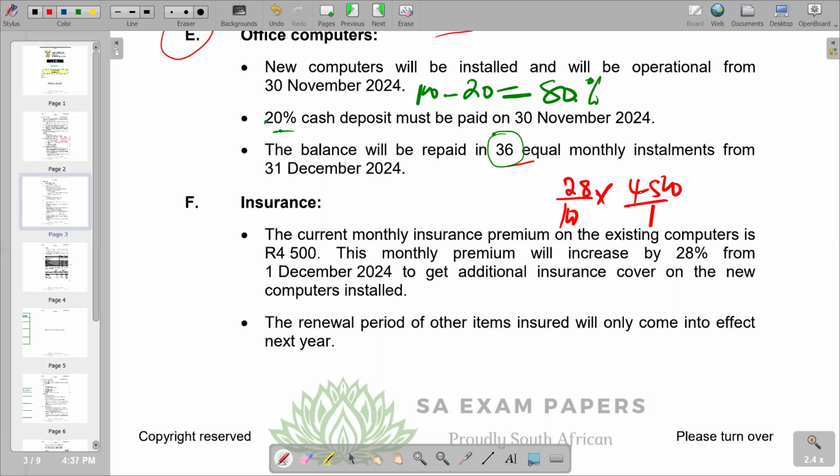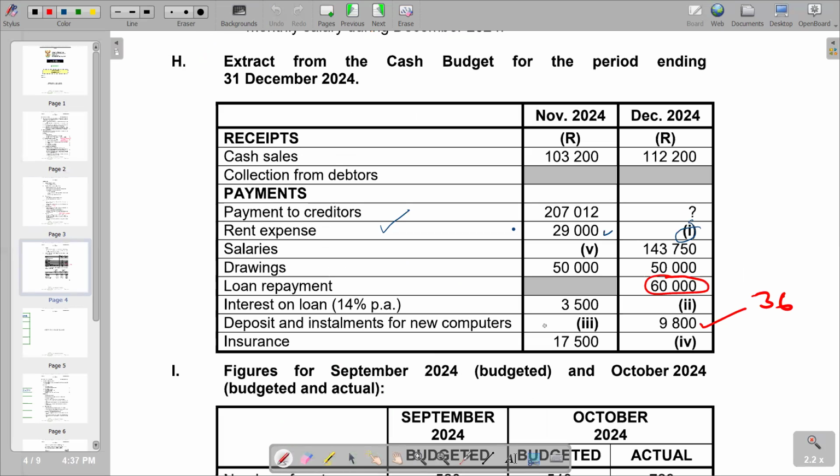So we can try to multiply such and see what we get. So you get 1,260. So this is the one that is going to increase to 17,500.